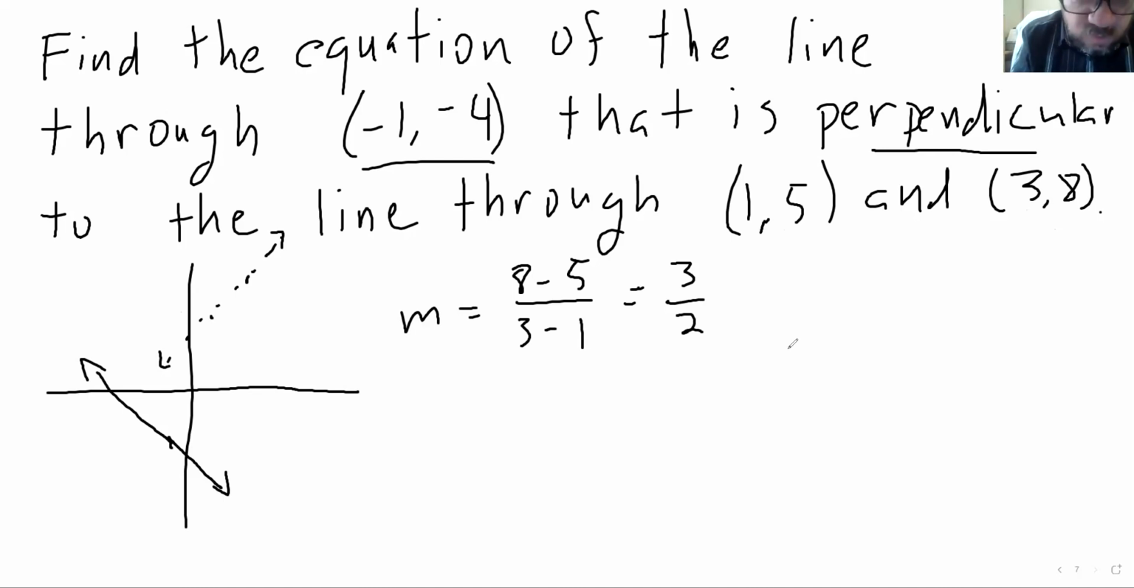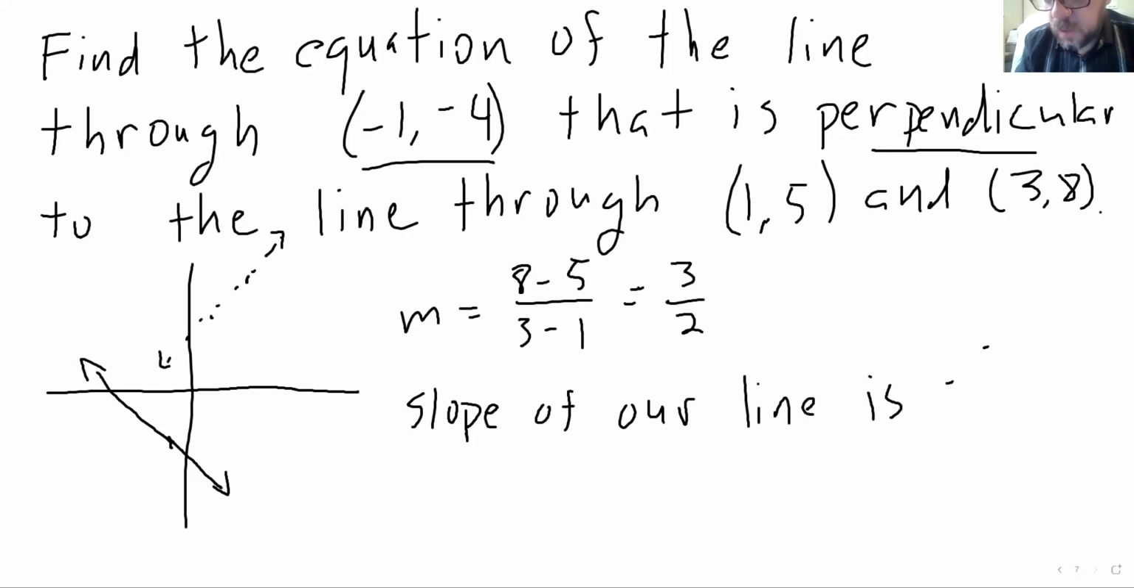So the slope of our line, I change the sign, and instead of 3/2, we've got 2/3. So -2/3 is the slope of the line that we want.